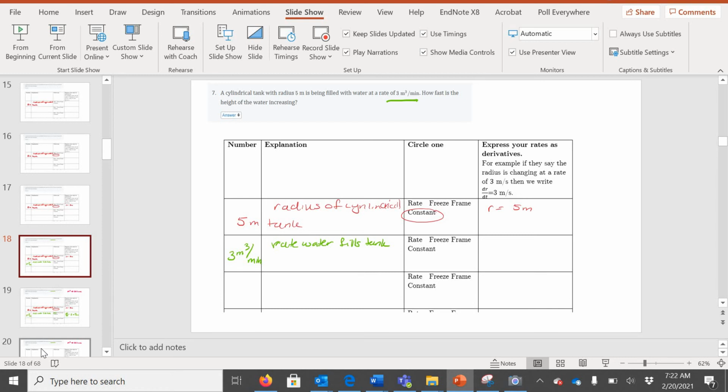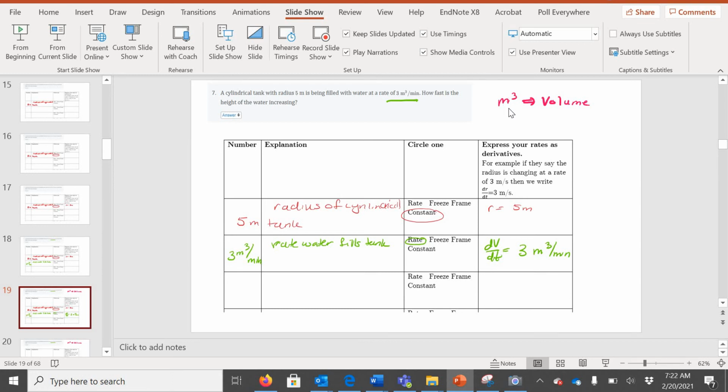3 is the next number, 3 meters cubed per minute. The units are super, super important. So this is the rate of water that fills the tank. That's obvious that this is a rate. And what is it a rate of? Well, my clue here is that I get meters cubed. That's volume. And so it tells me that this rate is dV/dt.